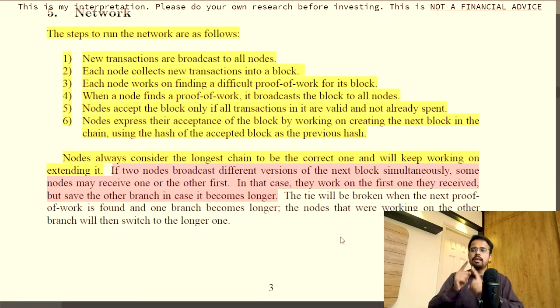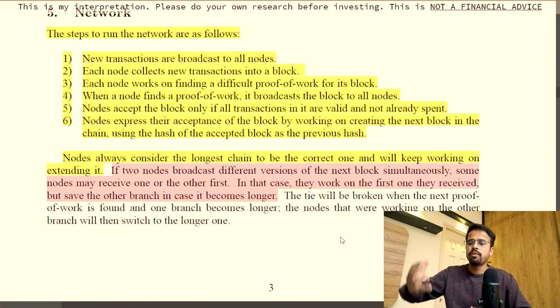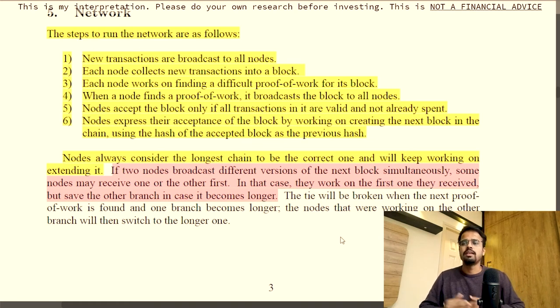And subsequently, if two nodes broadcast different versions of the next block simultaneously, suppose the length of the chain is right now the same, and two different nodes broadcast two different values for the next block. Okay, one is correct and one is not correct, definitely. Some nodes may receive one or the other first, okay? Or both of them can be correct, but the order in which they came matters. Other nodes received one block's data first and the other block's data second. So now we have to also determine which block was added first, okay? In that case, they work on the first one they received, but save the other branch just in case it becomes longer.